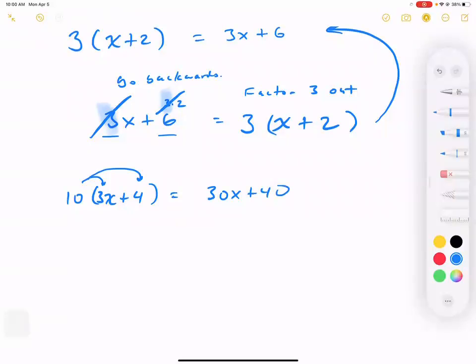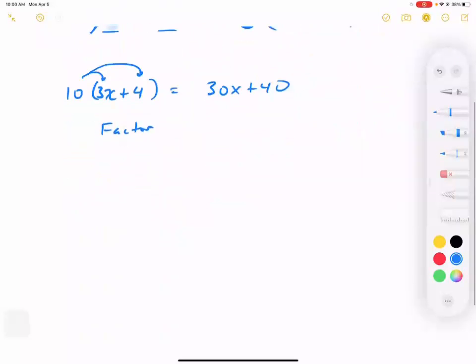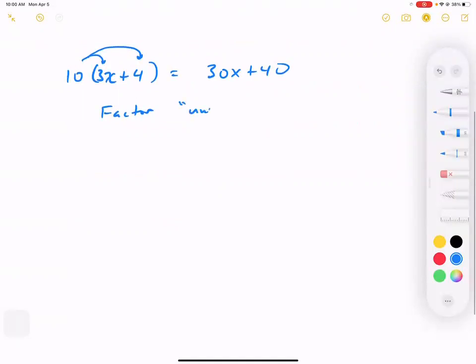Now if I made a mistake, let's go back. So factor, we're going to undo our multiplication. Undo multiplication. 30x plus 40. What number do you see that's in common between 30 and 40? Well, isn't 30 just 3 times 10? And 40 4 times 10? I'm trying to find the largest number I can take from both of them. And in this case, you'll see that I can take the 10.